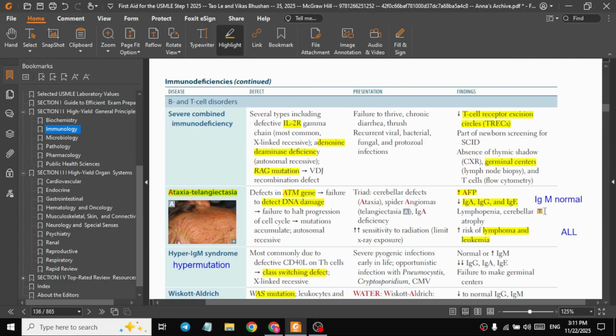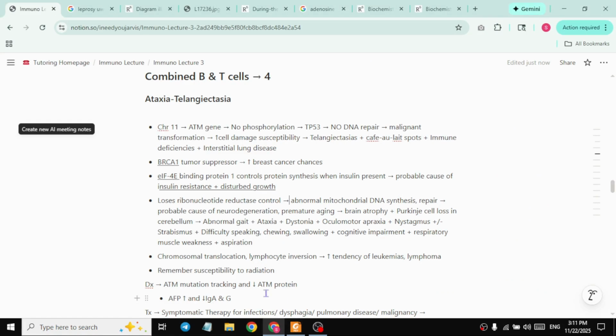But yeah, in certain questions, you might see something about insulin resistance or which one of the different cancers can be seen with these types of patients. But yeah, so these are some salient points that I've written. There's also this mutation, which is the ribonucleotide reductase mutation, right?